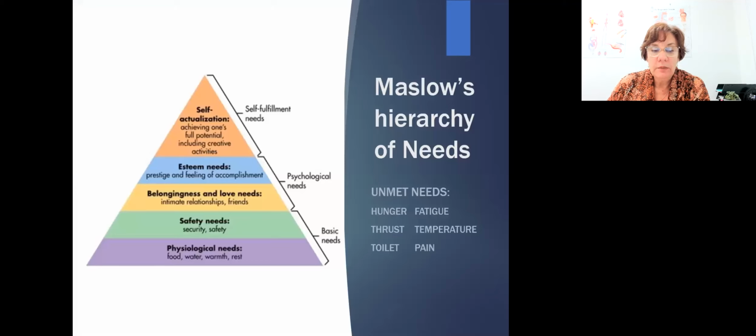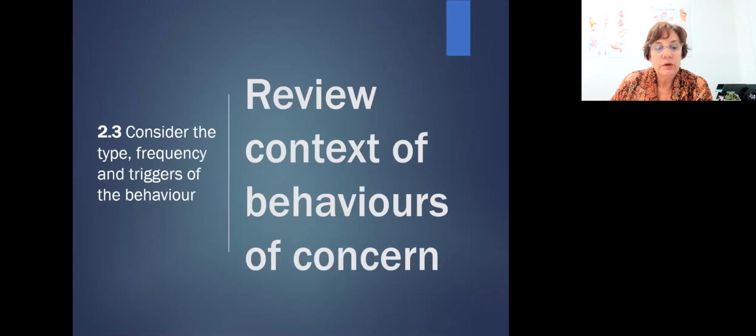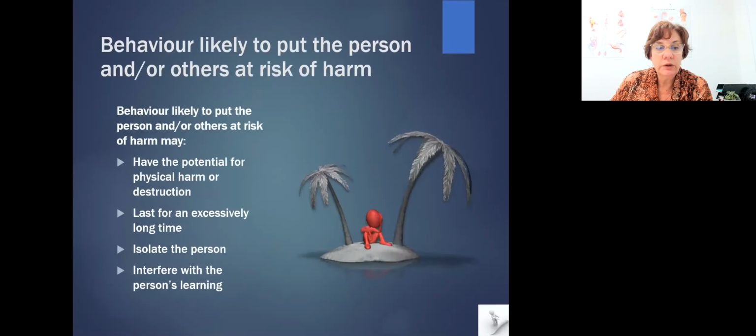Everyone has the basic needs, like needs for food and water, warmth and rest, and security and safety, and relationships and friends. It's no different for people with disability. And when these needs are not met, if they feel that they are being neglected or they cannot reach their potential, people get frustrated. So consider the types and the frequencies and triggers of behaviors of concern.